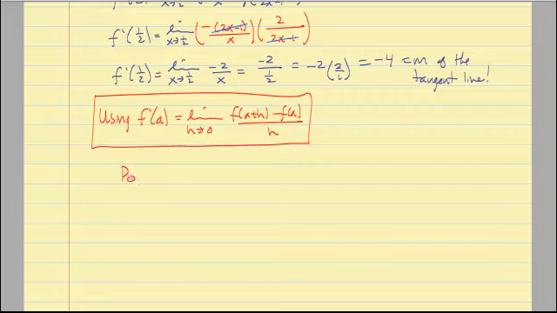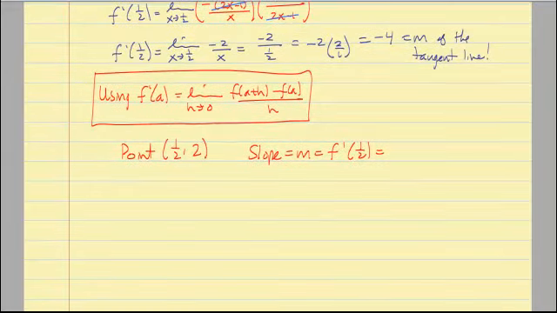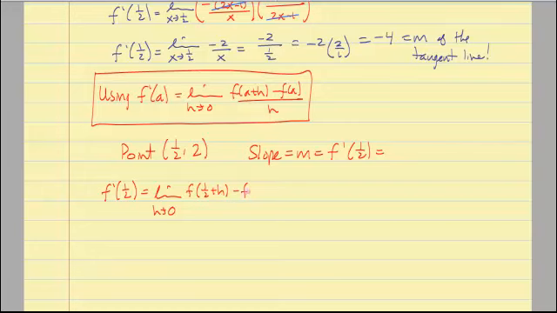So again, we need a point. And the point we already know is 1/2, 2 from up above, and we need a slope. And actually we already know our slope as well. The slope is going to be equal to f prime at 1/2. But let's go ahead and use this definition to calculate that. f prime at 1/2 is going to be equal to the limit as h approaches 0 of f of a plus h. This is going to be f of 1/2 plus h minus f of 1/2 all over h.